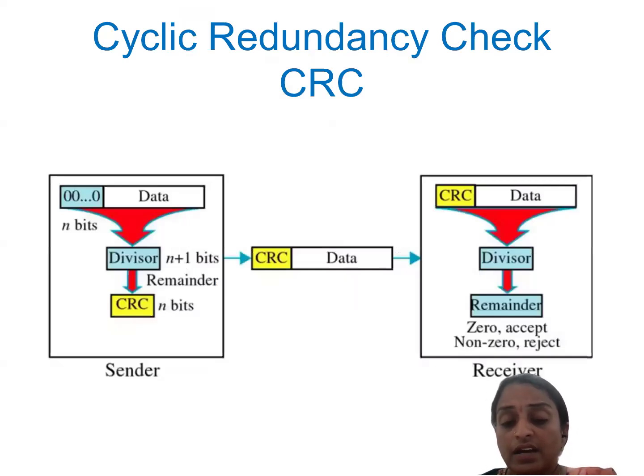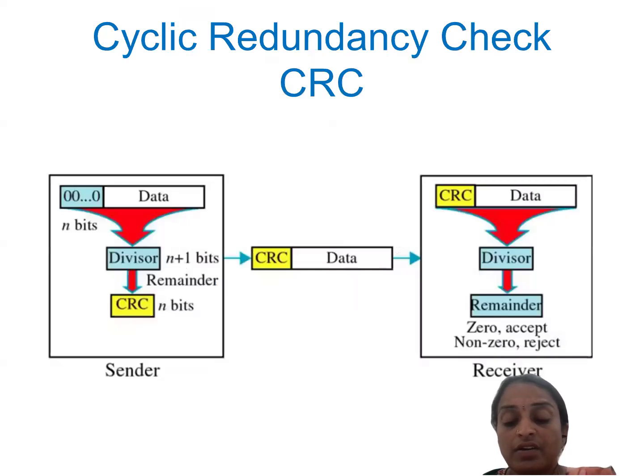Here, the receiver performs the binary division method for the data as well as the CRC. If the remainder is 0, the data is accepted. If non-zero, it will be rejected. This is the CRC method.